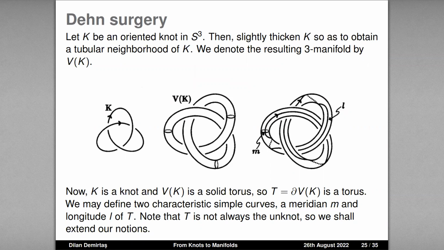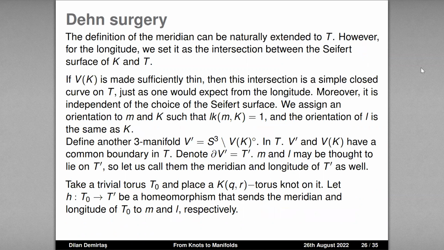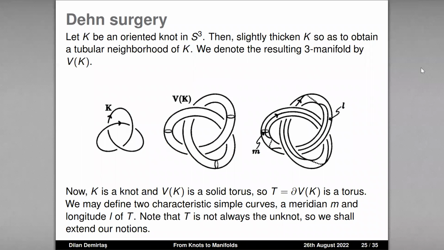So we define two characteristic simple curves that define this torus completely, a meridian M and a longitude L of T. T is not always the trivial torus, since the knot K is not always the unknot. We need to extend our notions. So the meridian can be naturally extended to T. The meridian is this disk, and the longitude is this curve.